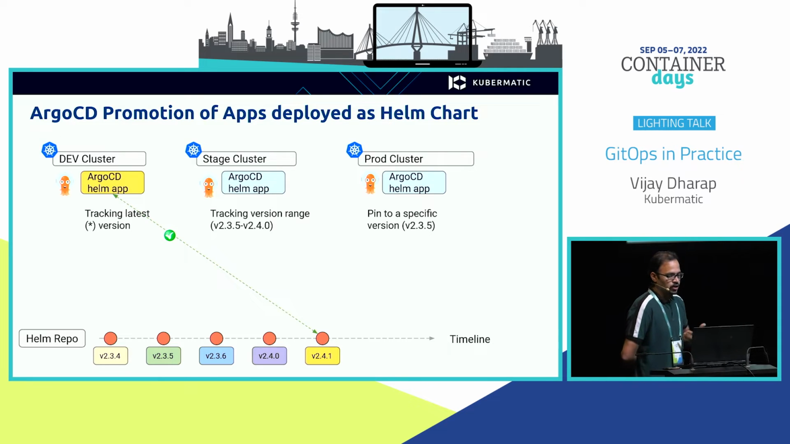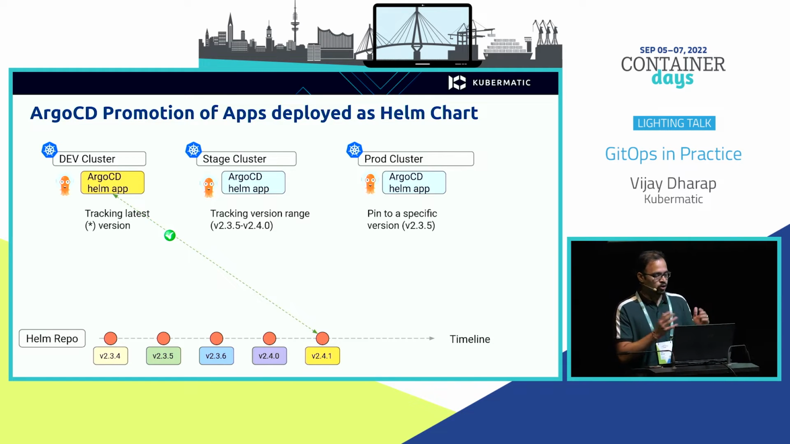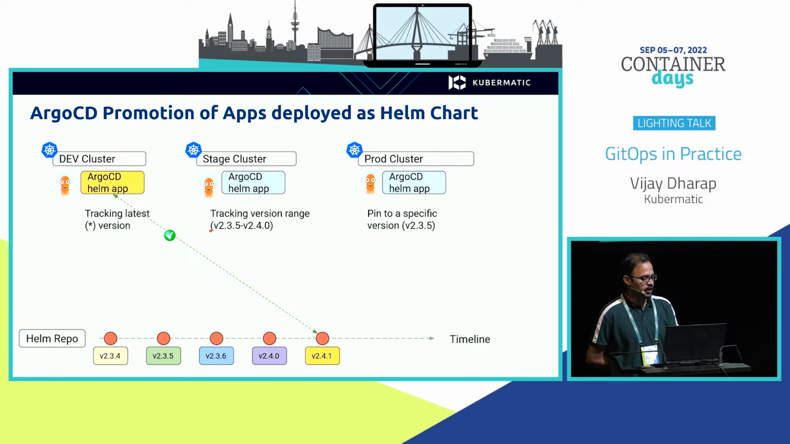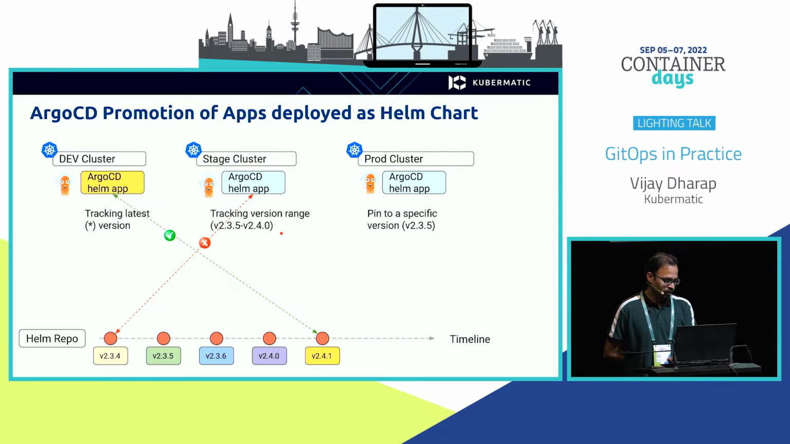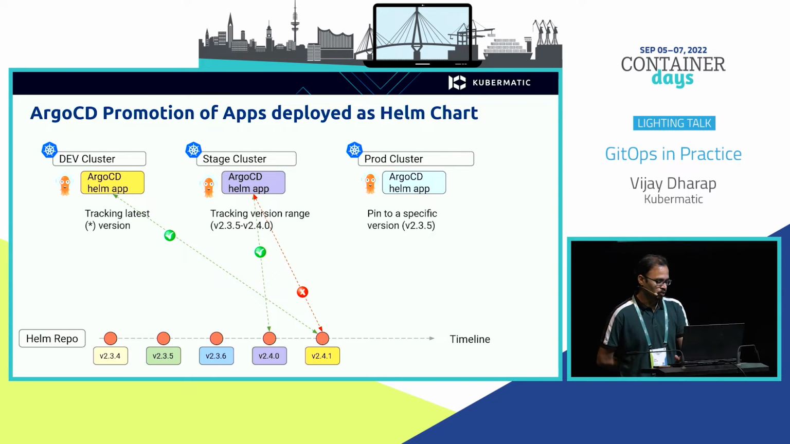Whereas in stage, you would rather track it by a smaller subset of the range. So you can either do a smaller star, like 2.3.star or 2.star, or you can also specify a specific version range from 2.3.5 to 2.4.0. So in that case, what will happen is since 2.3.4 is not sitting in this version range, it will not get deployed. But 2.3.5 will get deployed. So does 2.3.6, 2.4.0, but not 2.4.1, because it now lies outside the range that you had specified.